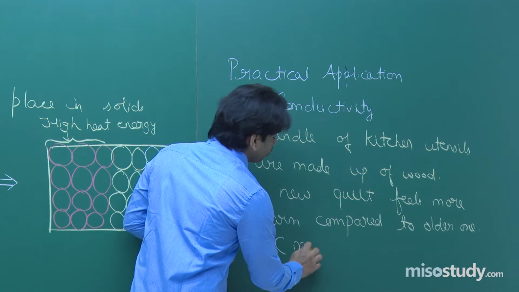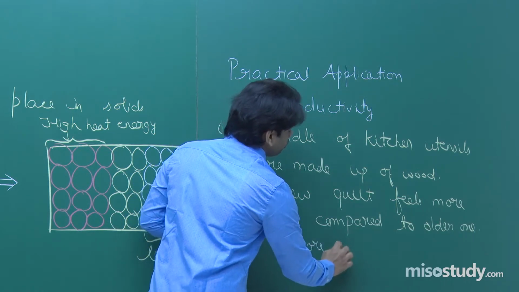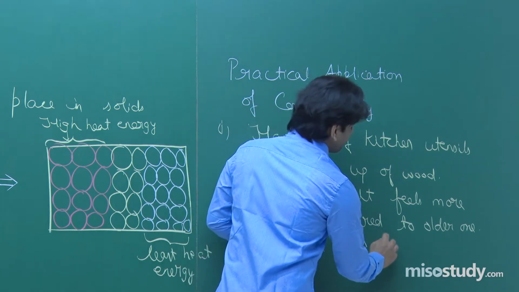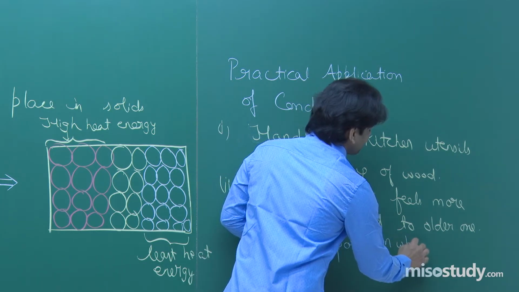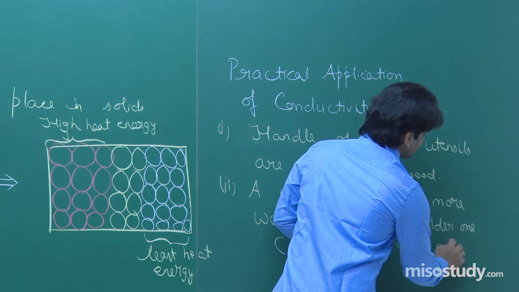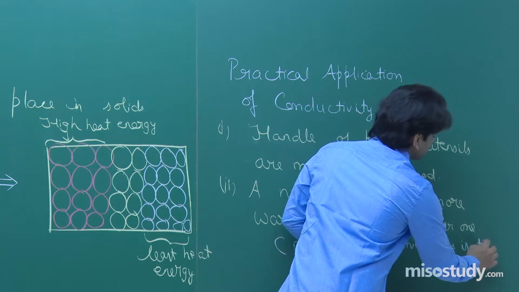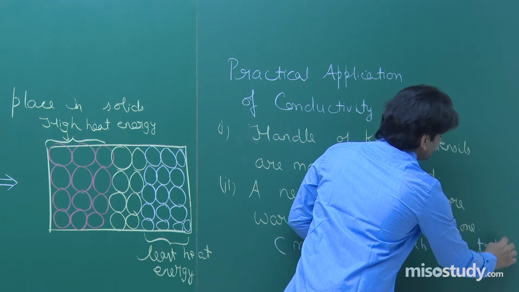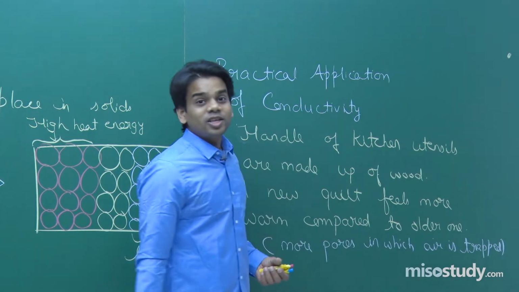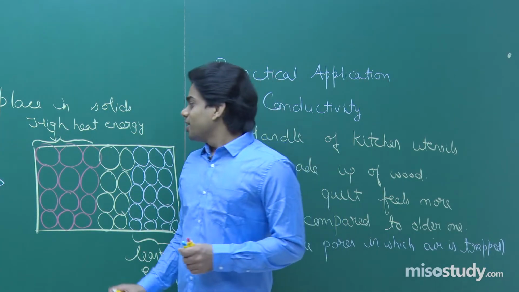Because of more pores in which air is trapped. More pores in which air is trapped, and air is a bad conductor of heat. This is the reason. Now, two applications you can think of for more.